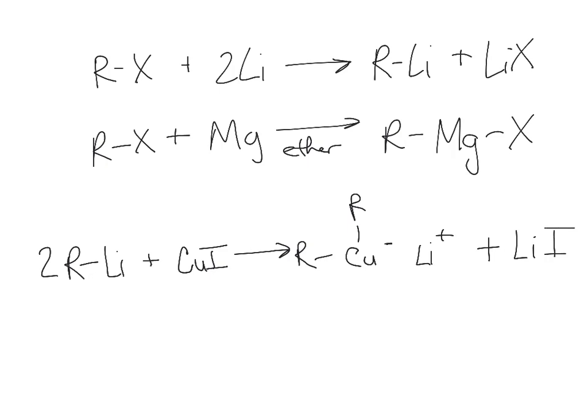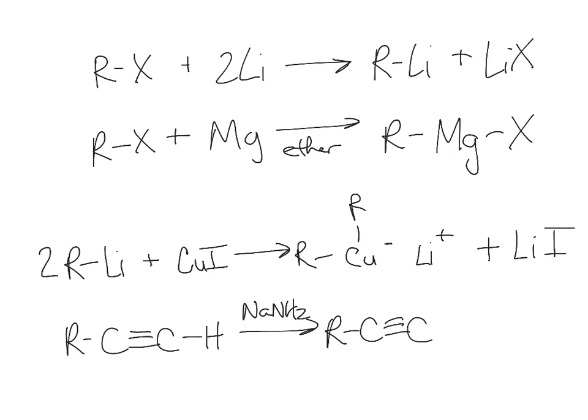Acetylide anions are also examples of organometallic compounds. So if you take a terminal alkyne, something like this, and you add sodium amide, you end up with this deprotonated alkyne with sodium attached to it. That's also an organometallic compound. It can do the same kind of thing.